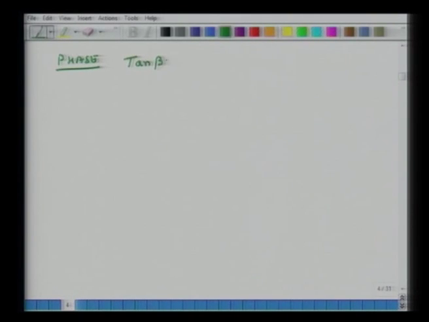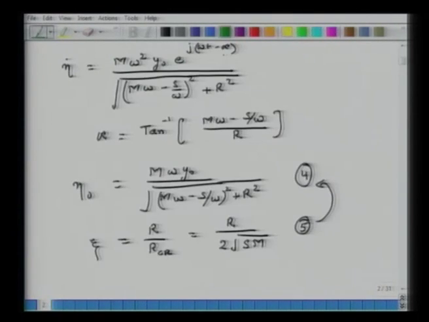Let's say tan beta equals minus 1 over tan alpha. But even before that, from this relation, what we see is the phase difference between eta dot and y is alpha, right? So between eta dot and y, I have a phase difference of alpha. And if I integrate eta dot, I get eta. And then between eta and y, my phase difference is alpha plus pi over 2, right?